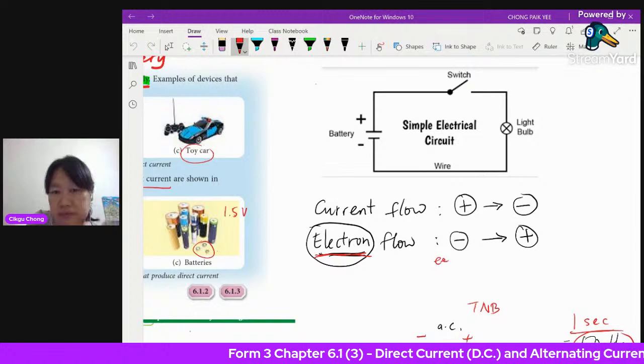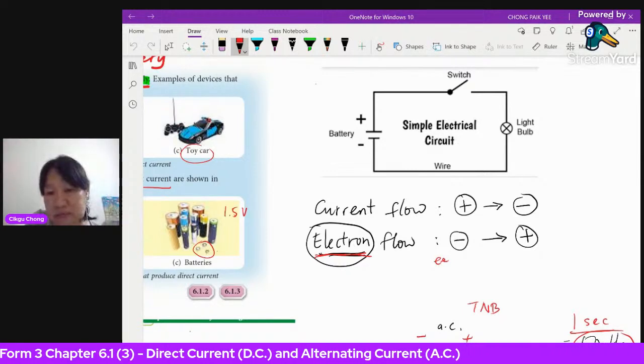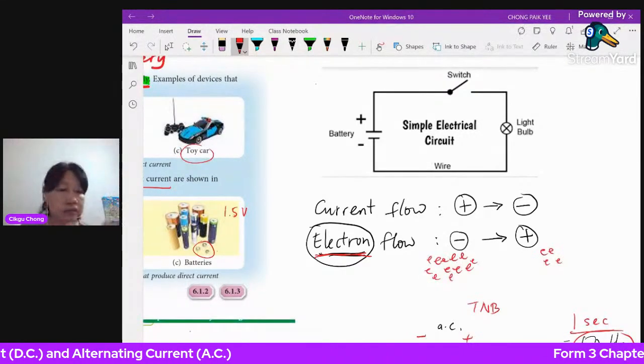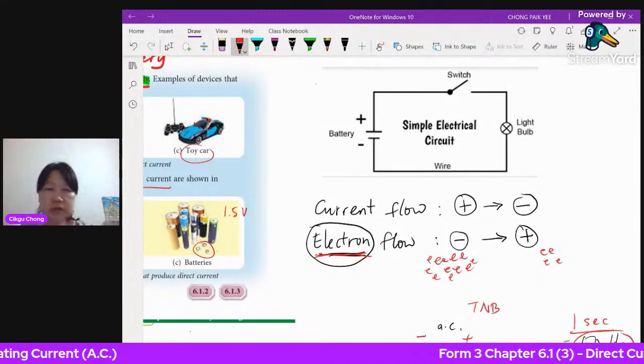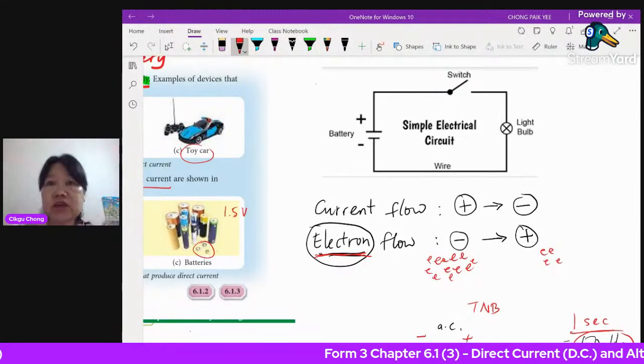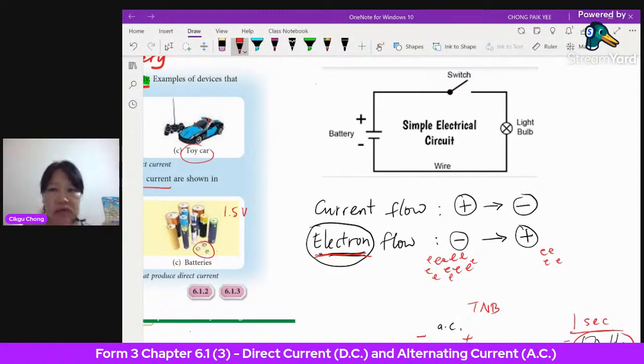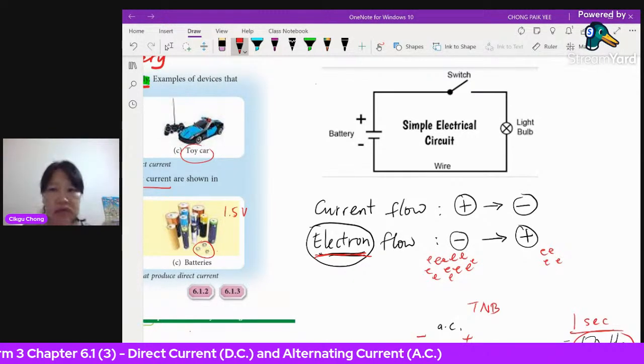Most electrons will be at the negative terminal, and the positive terminal will have less. That's why electrons will always flow from negative to positive. So when the question asks you what is the direction of flow of electrons, anywhere in a wire, in the battery, whatever, it is negative to positive.